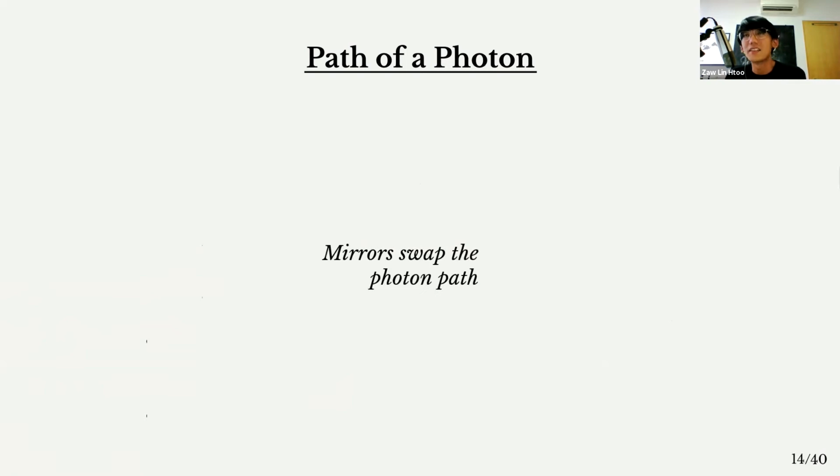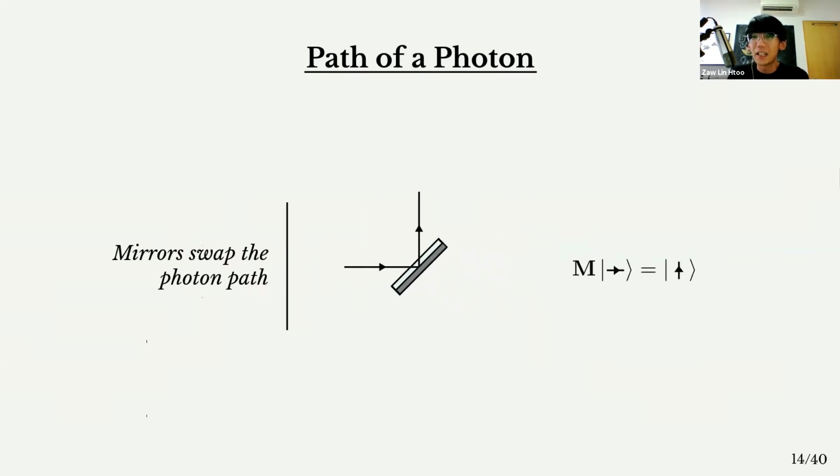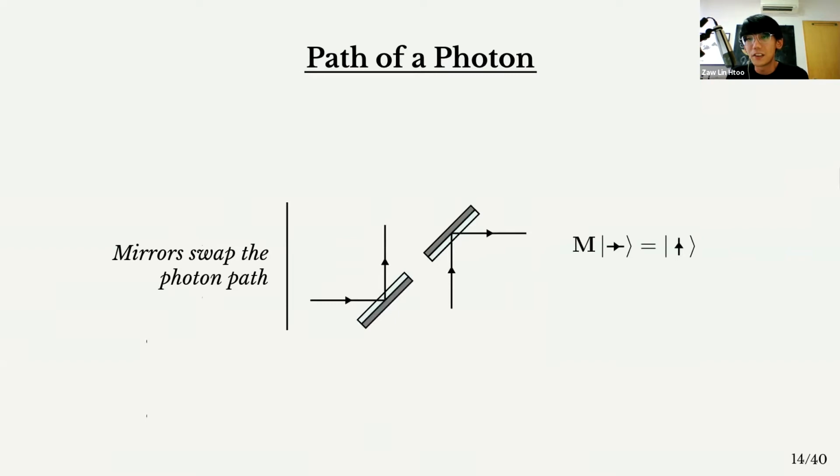And of course, we can't just stick with beam splitters. We need to manipulate the photon a bit more to perform our experiment. So we also need something like mirrors, but this is obvious, right? If you have a mirror and you have a right moving photon, it reflects to the upward moving photon. So this is just described by, if I have a mirror acting on a right moving photon, I get the upward moving photon. And the same thing, if I have an upward moving photon, it reflects to the right moving photon. So the mirror M acting on the upward moving photon just gives you a right moving photon.